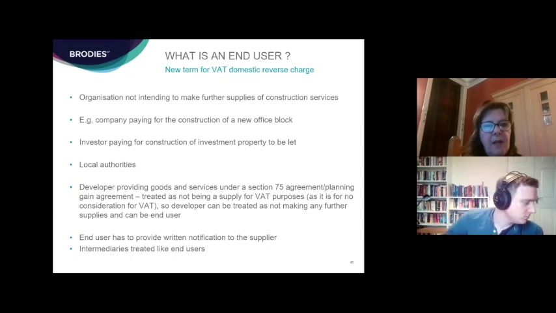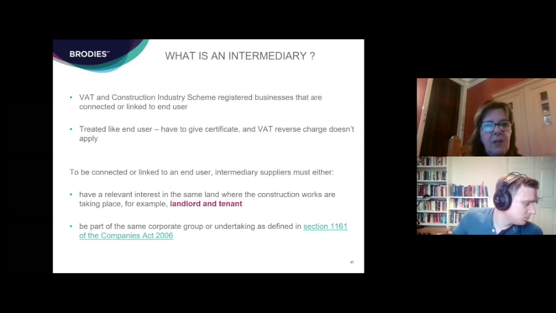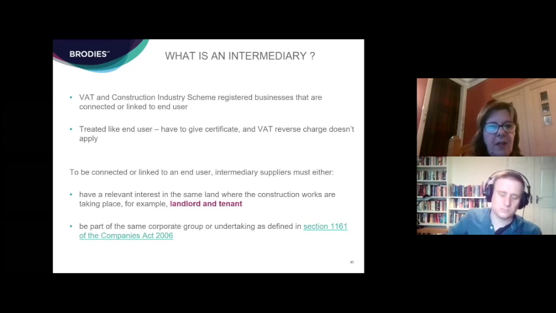End users have to provide written notification to the supplier that they are an end user for the VAT reverse charge not to apply. And I think we've probably got some wording on the next slide, which, oh, we've got the intermediaries first. Sorry, I forgot about them. Businesses that are linked to end users are treated in much the same way. So if you're part of the same group, for example, you're treated as an intermediary, and the supplies between you and the end user are not subject to the reverse charge, and supplies to you are not subject to the reverse charge.